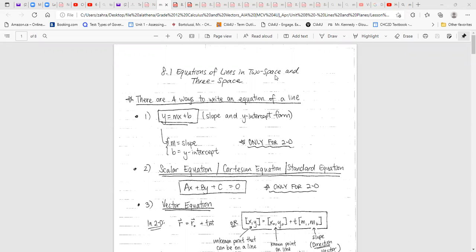Equations of lines in 2-space and 3-space. There are four ways to write the equation of a line. The first one you know: y is equal to mx plus b, where m is the slope and b is the y-intercept.